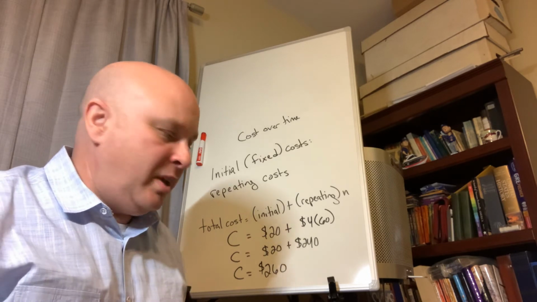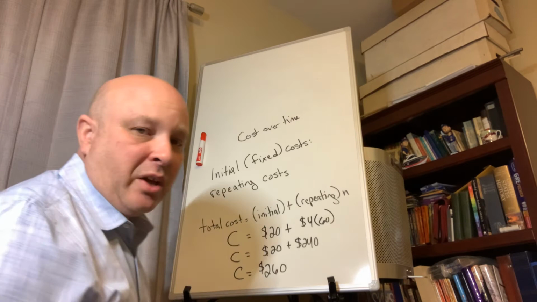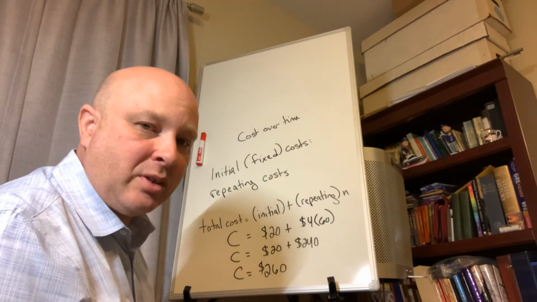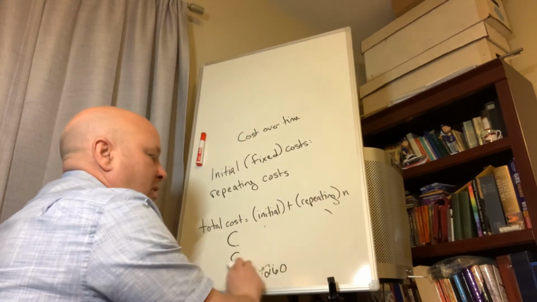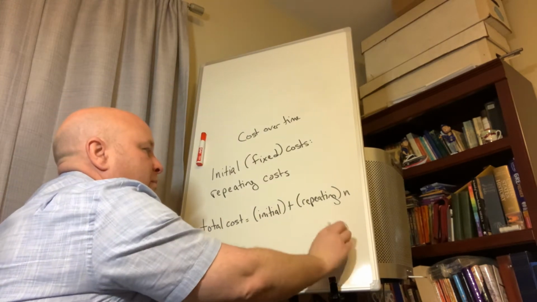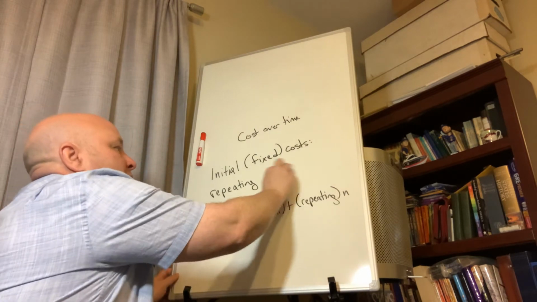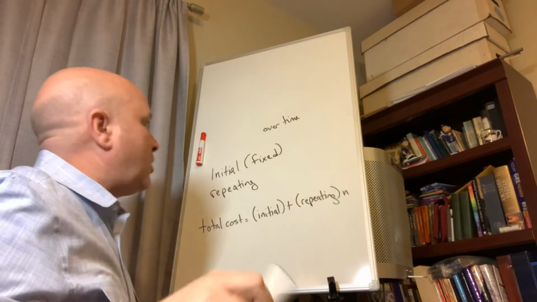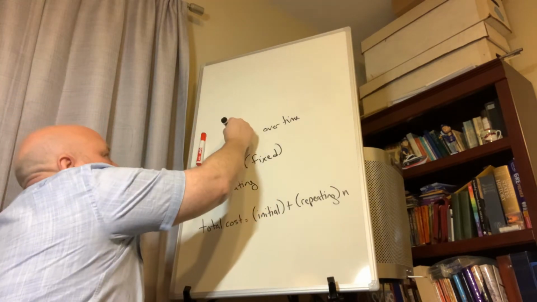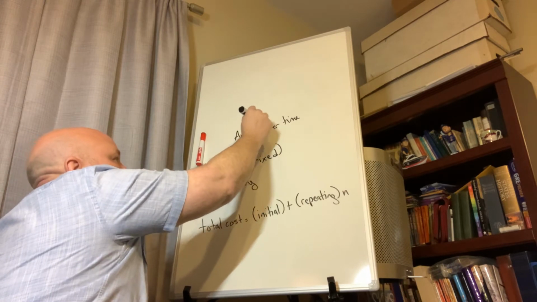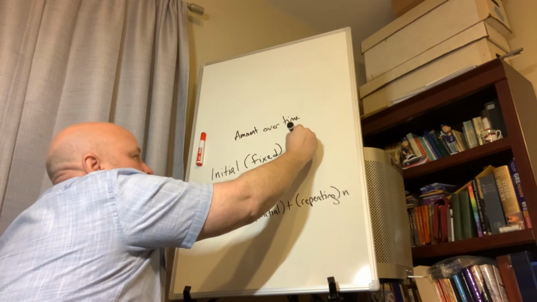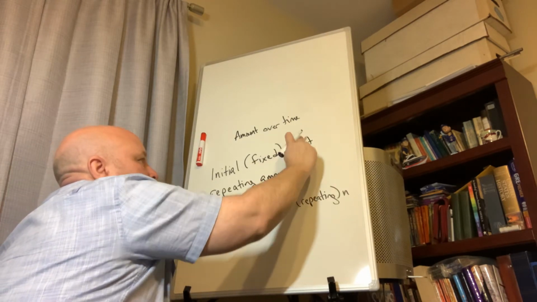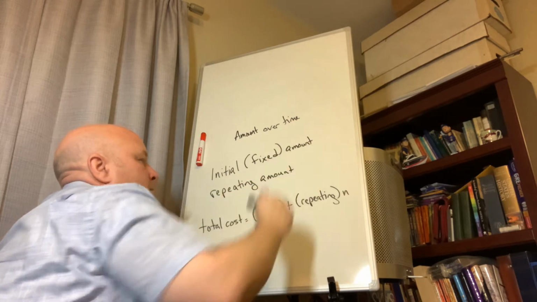So this principle can be applied if we're talking about things that aren't necessarily cost, but I thought it'd be easier to introduce it to you as a cost concept. Let's look at today's example from our homework. Rather than the concept of cost, we're just going to call it an amount. My initial amount and my repeating amount. Okay?